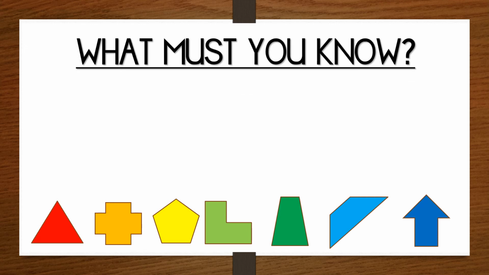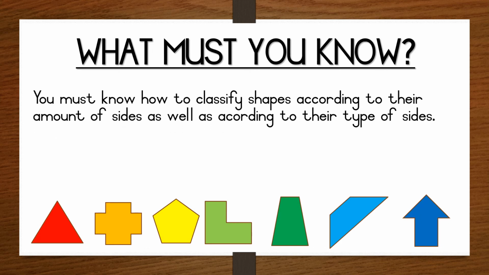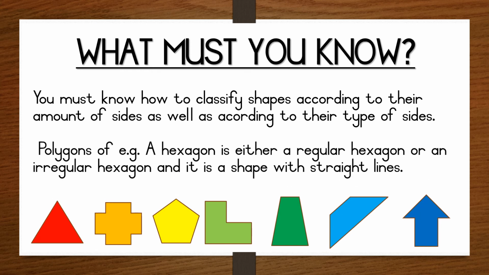Now, very important, what must you know? You must know how to classify shapes according to their amount of sides as well as according to their type of sides. Polygons, for example, a hexagon is either a regular hexagon or an irregular hexagon, and it is a shape with straight lines. Now that is just one example of what you must know.